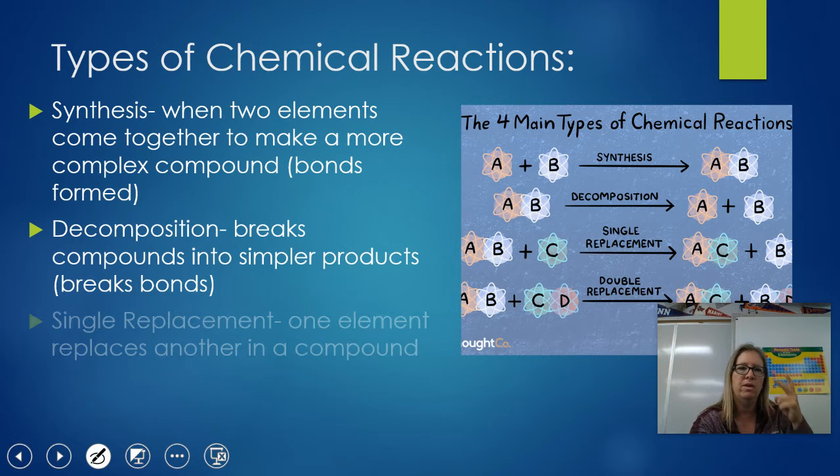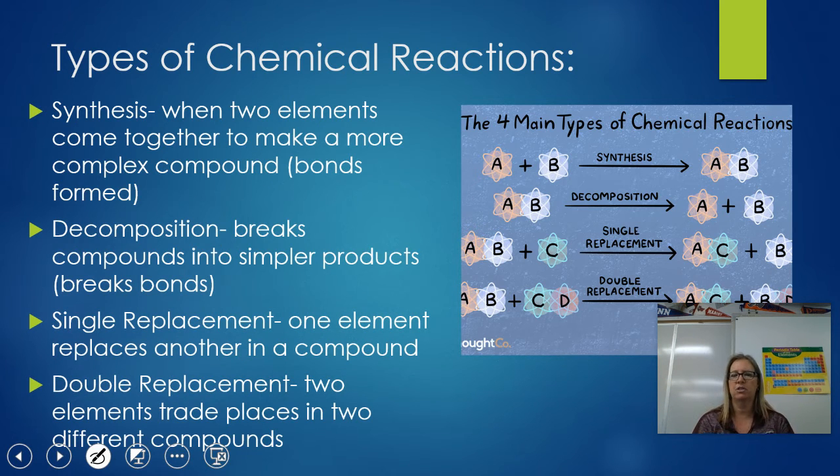Okay. Then we have 2 types of replacement reactions, single and double. In a single, you've simply got a single element trading places. Okay, so the B and the C swaps spots. In a double, you've got 2 elements trading places. Okay, so that swaps places with that.